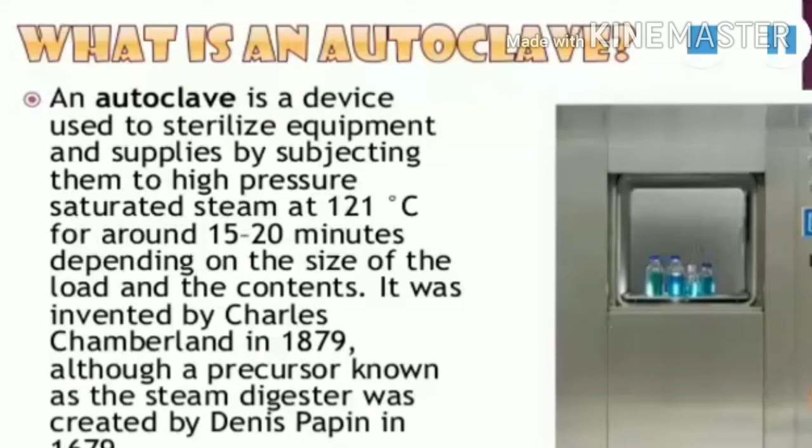So first, in 1679, Denis Papin invented a steam digester. Later, in 1879, Charles Chamberlain invented the autoclave. We cannot increase the temperature of water above 100 degrees Celsius in an open vessel, but in an autoclave we increase the temperature with the help of high pressure, that is 15 pounds per square inch, and the temperature of water is 121 degrees Celsius. At this temperature and pressure, we sterilize equipments for 15 to 20 minutes.